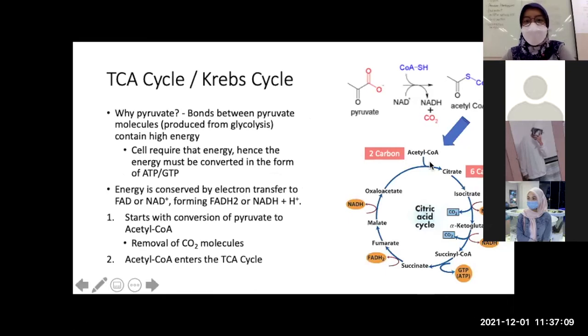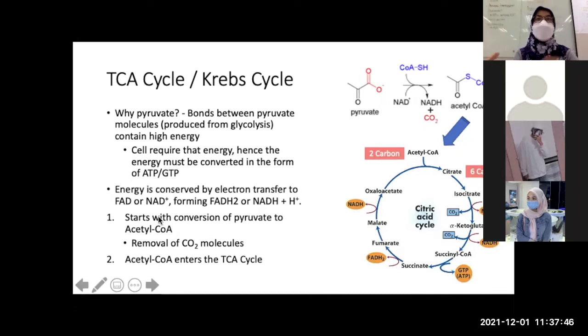Okay, so this is how pyruvate turns into acetyl-CoA. There will be a release of NADH and also carbon dioxide. So why is pyruvate important in the TCA cycle? Because the bonds between pyruvate molecules contain high energy. So the cell requires that energy, and that energy must be converted into the form of ATP. Meaning that later on, when pyruvate turns into acetyl-CoA, it will release more ATP.